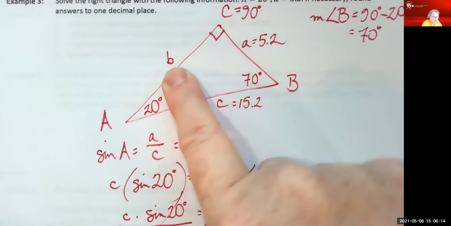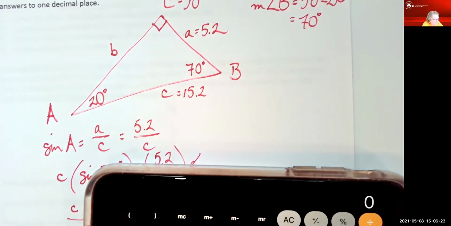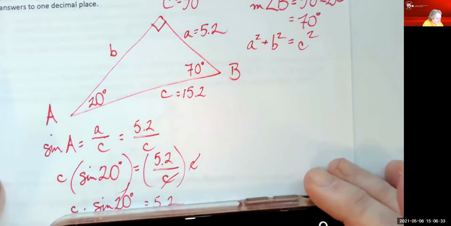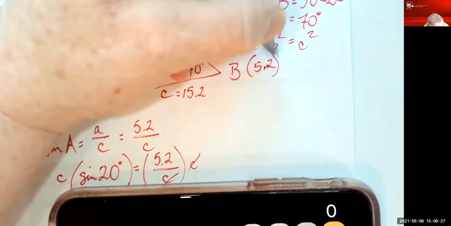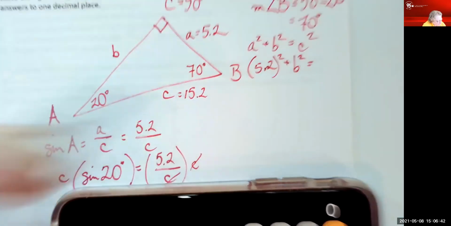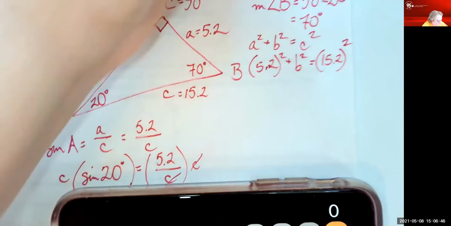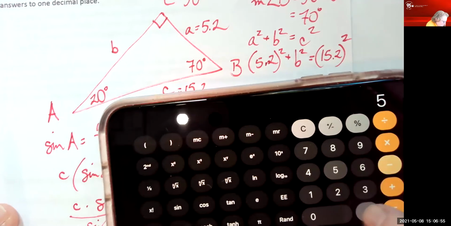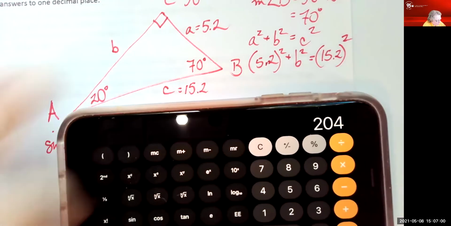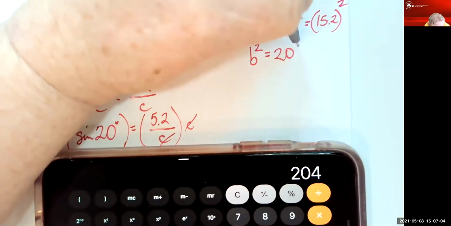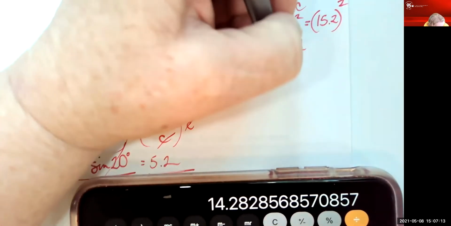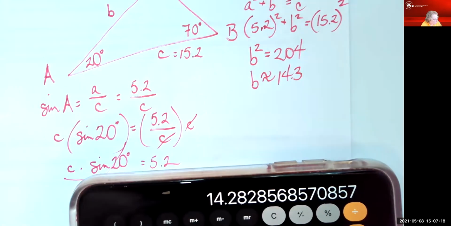Now, all we need is the length of side B. Well, how can we find the length of side B? Excellent. We know that A squared plus B squared is C squared. A is 5.2. And C is approximately 15.2. So 15.2 squared minus 5.2 squared equals 204. So B squared is equal to 204, and we're going to take the square root of both sides, and I get that B is approximately 14.3 because I'm rounding to one decimal place.